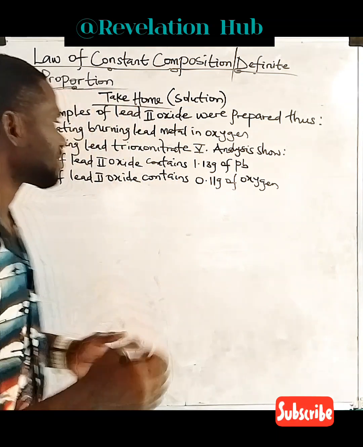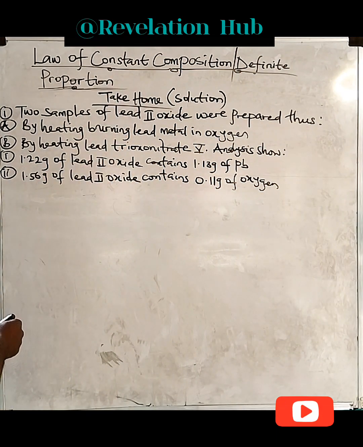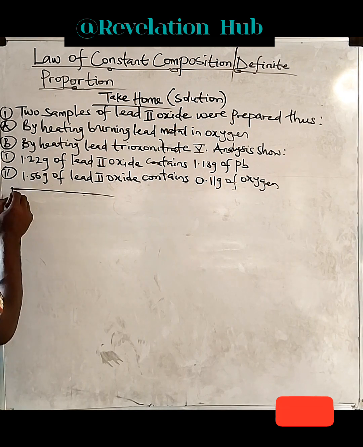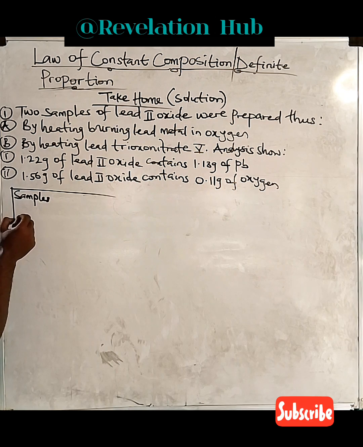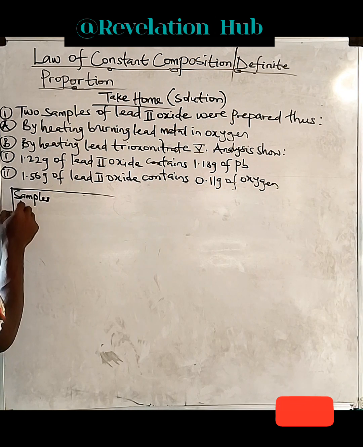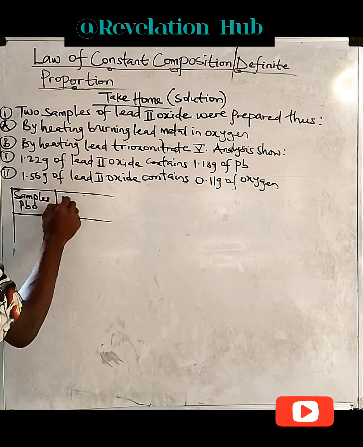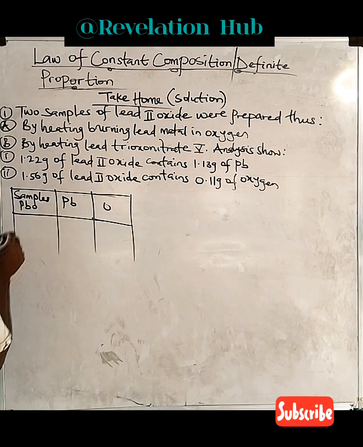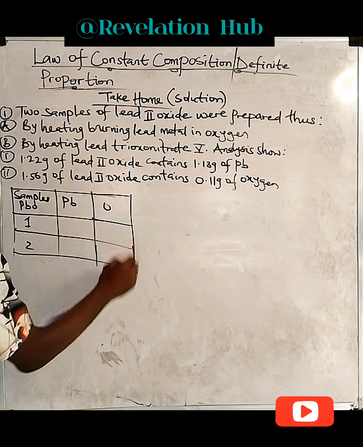Now, let's test if this shows that the law is being obeyed. The first thing you're going to do is draw our table. We have the samples of lead(II) oxide as PbO. So first we have lead right here, and next we have oxygen, for the first sample and then the second sample.